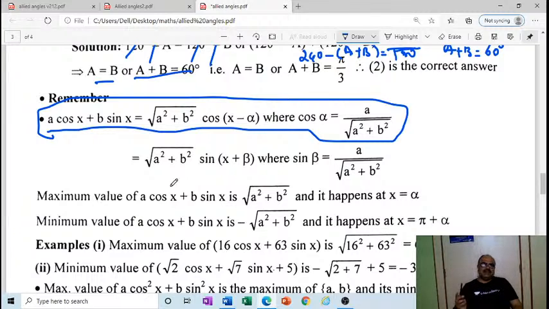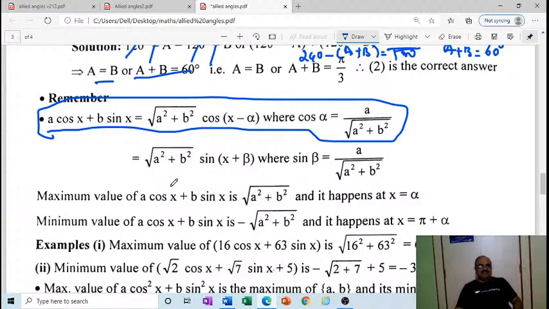You should memorize this as many times as possible. It should be in that format only. Even if you reverse it, you can't write it. A cos x plus b sin x, in this format. A is associated with cos, b is associated with sin. Then it is equal to square root of a square plus b square into cos of x minus alpha. Now what is cos alpha here? That is equal to a by root of a square plus b square.